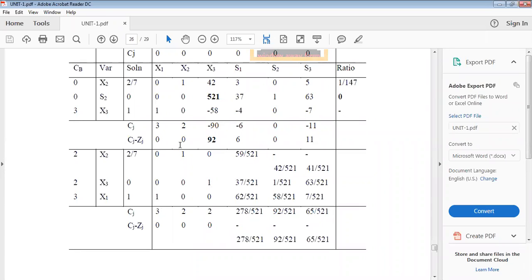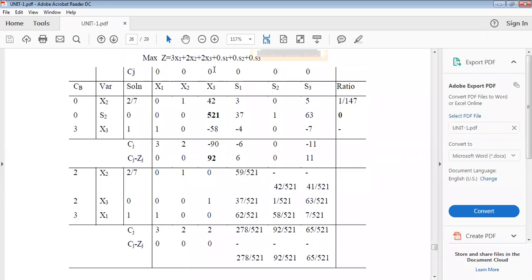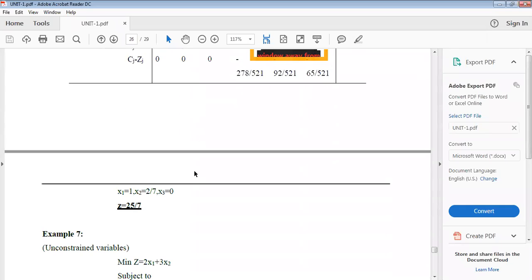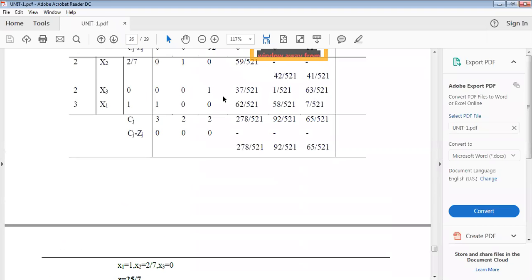So therefore, you are getting here 3, 2, 2, 3 minus 3, 0, 2 minus 2, 0, 2 minus 2, 0, and all these things are 0. Minus of this thing, minus 278 by 521, 0 minus of 92 by 51, so therefore minus 92, 0 minus of 65. All these things are negatives and zeros. So with negatives and zeros, you can stop at this particular point.